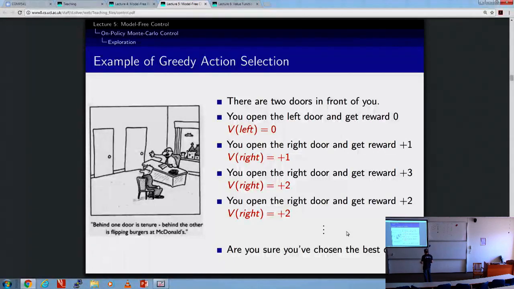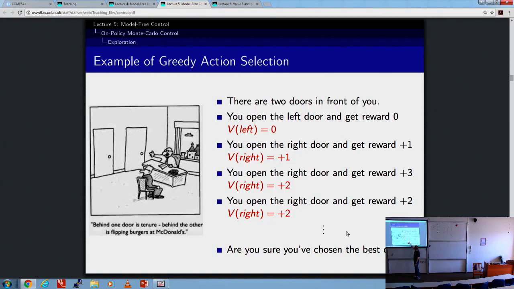So you open the left door, get 0 reward. You open the right door, get 1 reward. You open the right again, get 3 rewards. You open the right again, get 2 reward, etc. This is the behavior of a greedy policy. After I tried left and right once, my estimate is that V left is 0 and V right is 1. At that point, if I act greedily according to that policy, I'm going to open the right door. And I open the right door, and the right estimate improves.